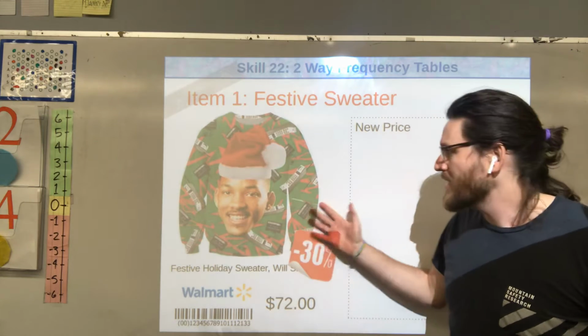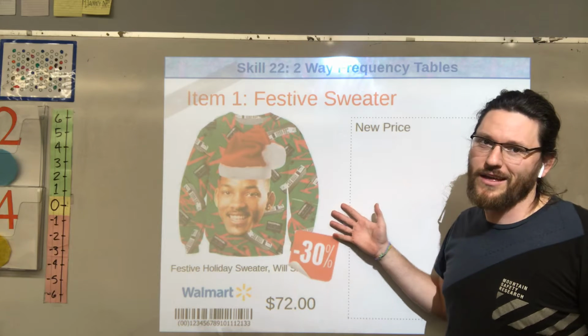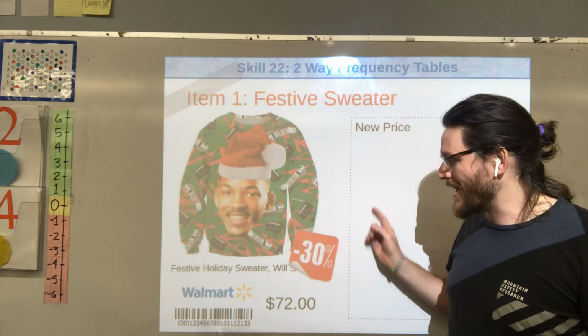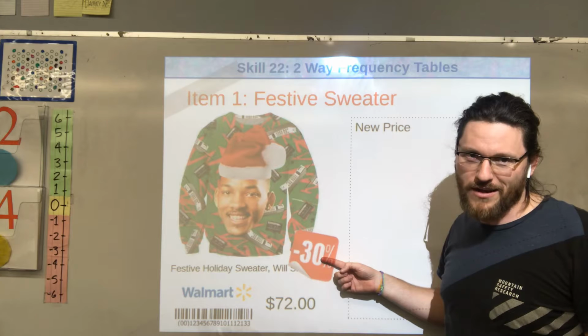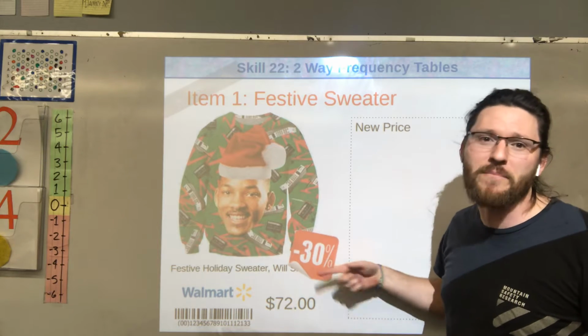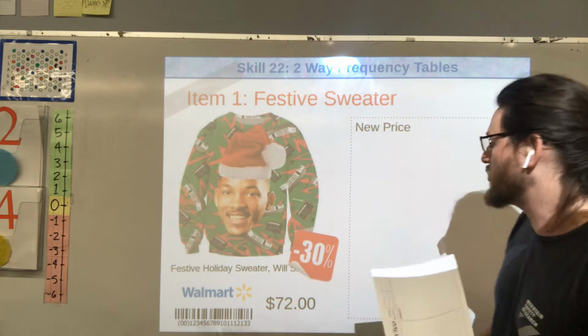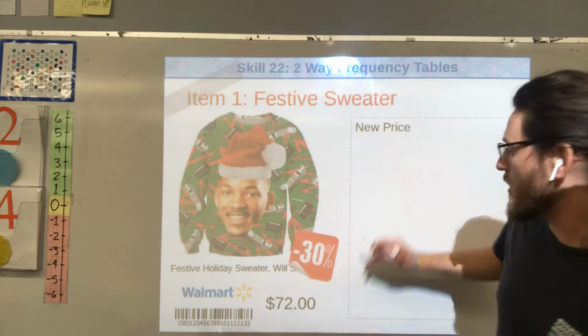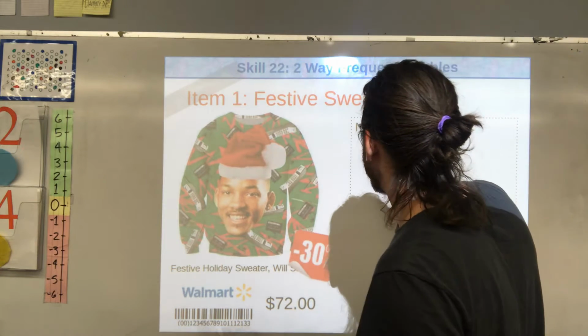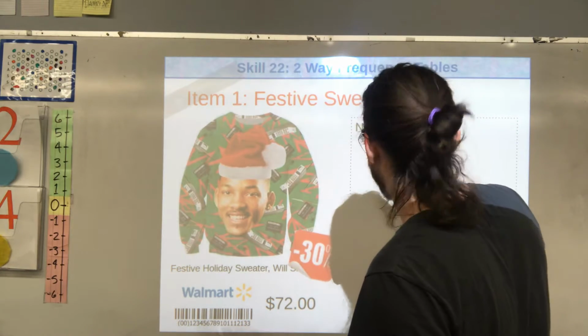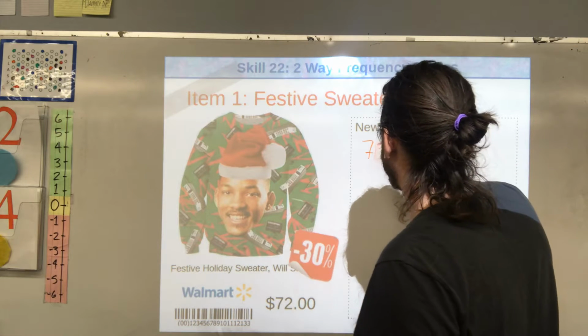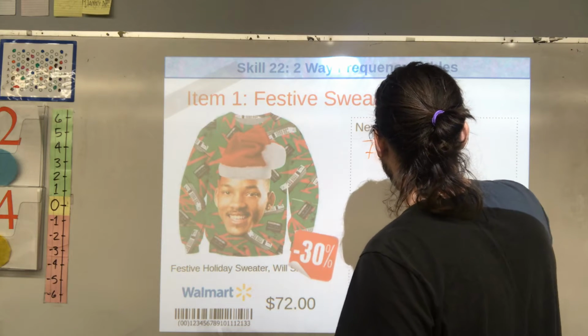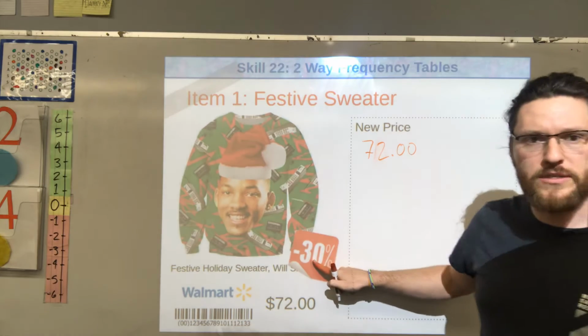First item is this dope sweater. Okay. You know you want this sweater, and check it. 30% off. That's a steal. You're dumb if you don't buy it. Okay. So if we want to think through this, we are buying an item that costs $70. Oh, sorry, I wrote that wrong. It is $72. Okay, but it is 30% off.